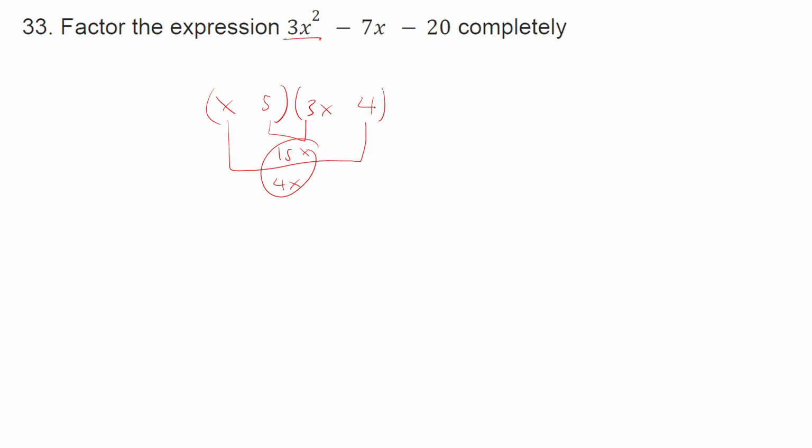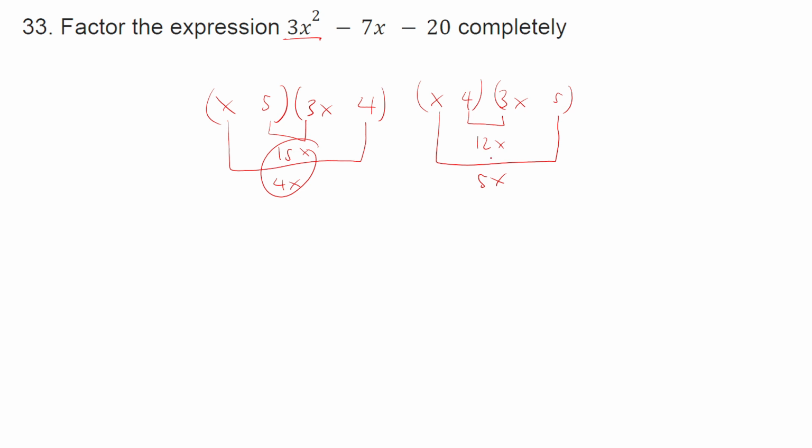We cannot form it there. What if we interchange? x, 3x. I will just copy. And then I put here the 4 and here the 5. Let's see. What's 4 times 3? That's 12x. What is x times 5? That is 5x. Can we form here the negative 7x?